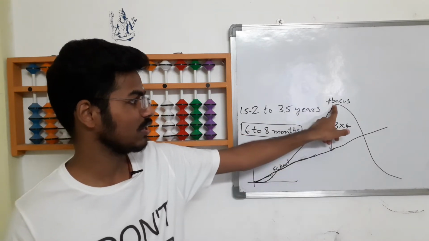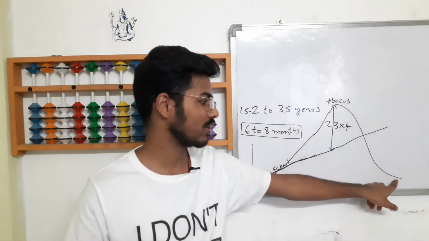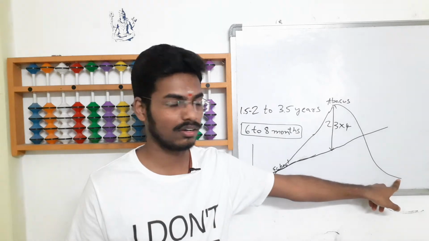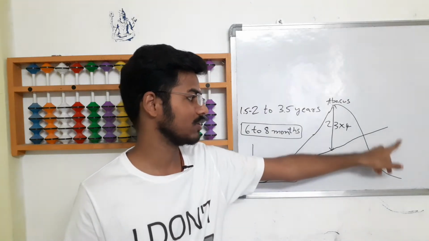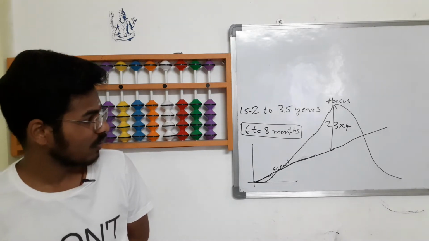Once you leave the course, you will slowly start forgetting the concepts, and at total this is the point where you forget all the concepts and you will not use abacus at all. You will again come back to the school method. This is what happens with most of the students. So how to overcome this?